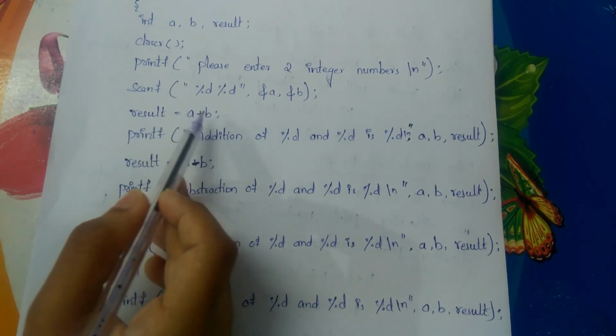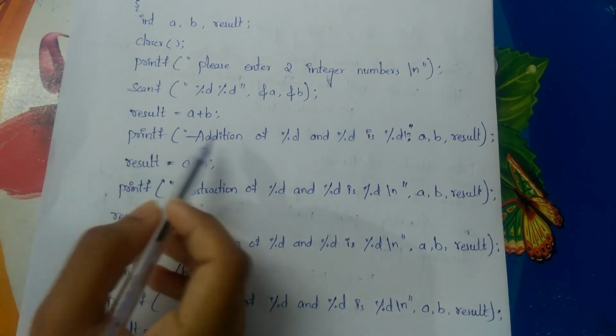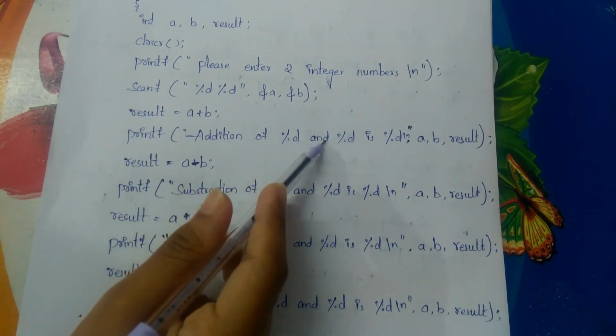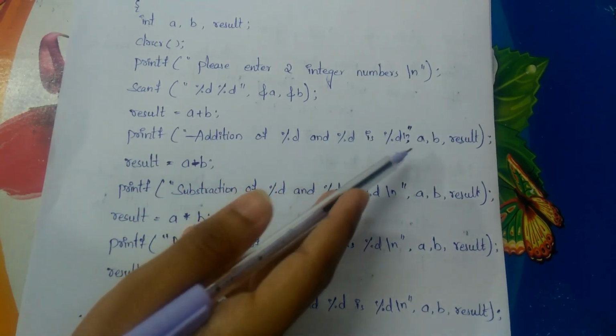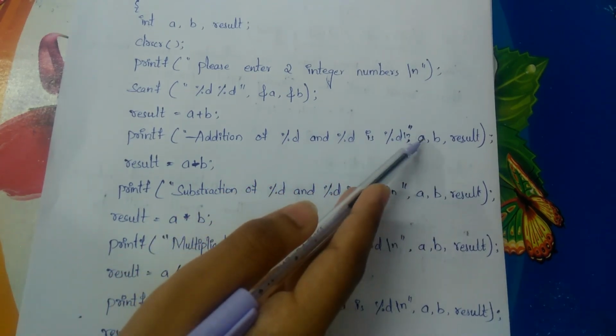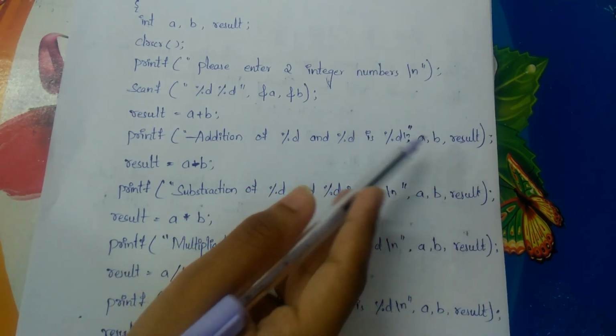After performing this, I want to print a statement: addition of %d and %d is %d, and the \n, and a comma b comma result.